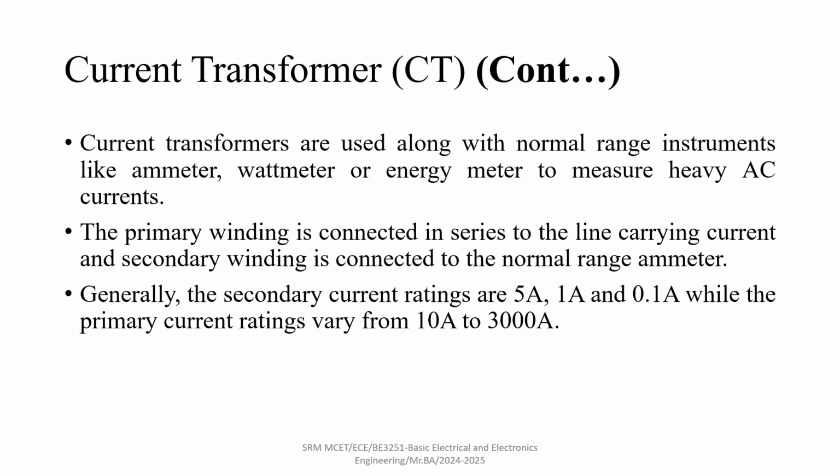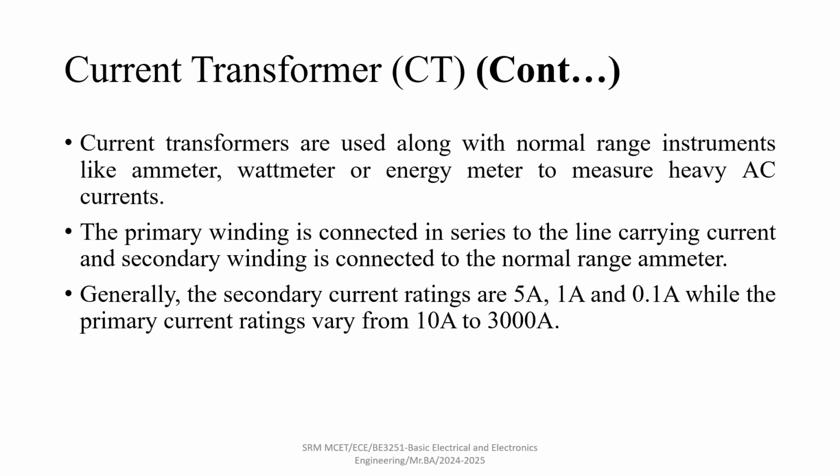The normal range measuring instruments like ammeter, wattmeter, and energy meter are connected to our secondary windings, because of our current transformer, the secondary winding is going to exhibit a manageable level of current which can be easily measured by our normal range ammeters. Whereas the primary winding is connected with our line current. So the line current connected to the primary winding exhibits a lower level of current in the secondary winding. Hence it is measured by our normal ammeters.